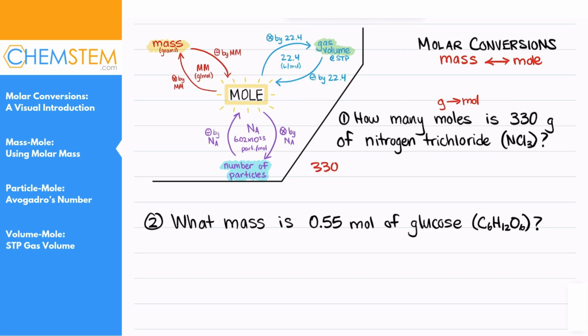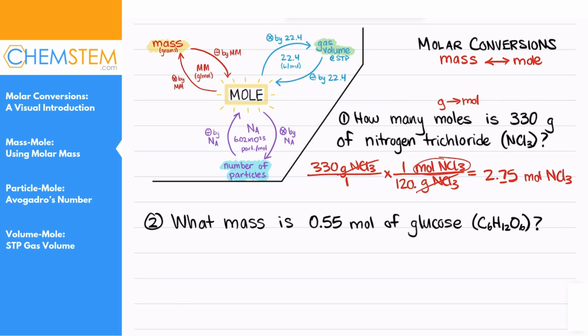We have 330 grams of the nitrogen trichloride over 1. I'm going to convert from the grams of the NCl3 to moles of the NCl3. We cancel out our units, and we see we have moles of NCl3 that survives. So let's actually put in our values. We have 1 mole of NCl3. If you calculate the molar mass, you get roughly 120 grams. So if we do our math here, we get about 2.75 moles of the NCl3.